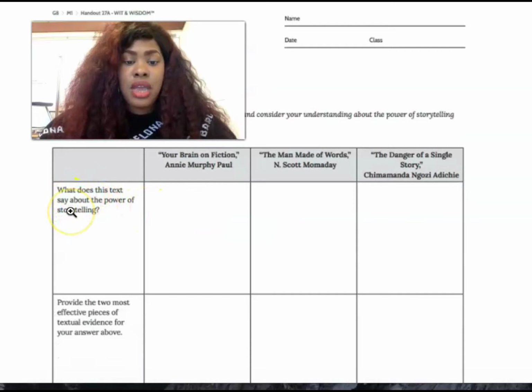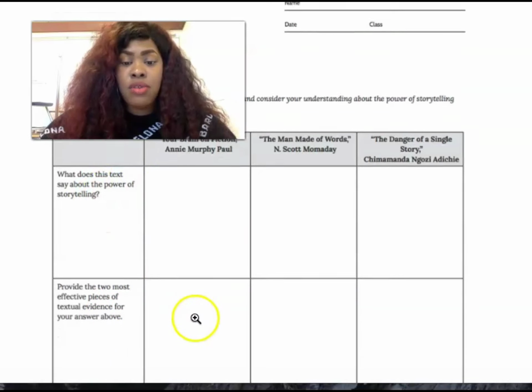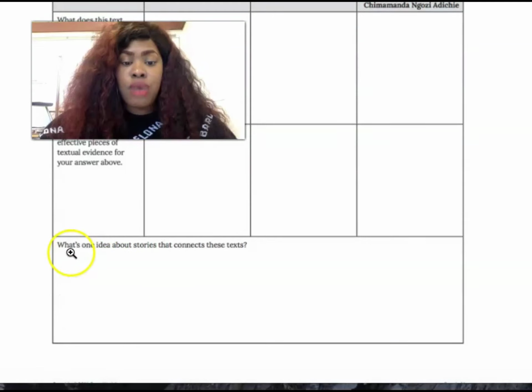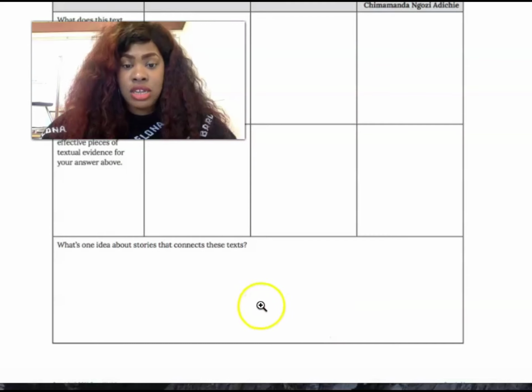So with that said, I want you to ask yourself, what does the text say about the power of storytelling? You'll fill that in for each one. Then you'll provide the two most effective pieces of textual evidence for your answer above. So what does it say about the power of storytelling, and where does it say that? What is the most textual evidence that backs up whatever they say about the power of storytelling? Then you'll write, what's one idea about stories that connects all of the texts? So what idea connects all three of these texts? You will write that here.